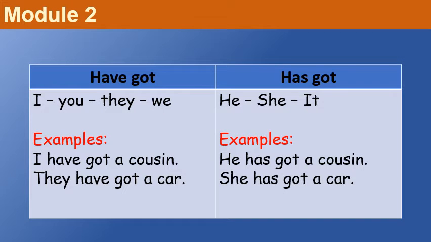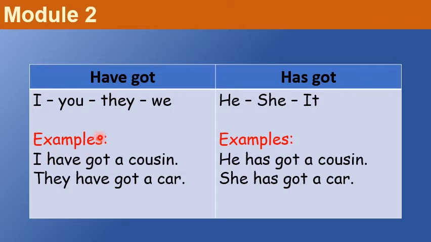Module 2. In Module 2, we talked about have got and has got. Have got goes after I, you, they, and we. Has got goes after he, she, it.